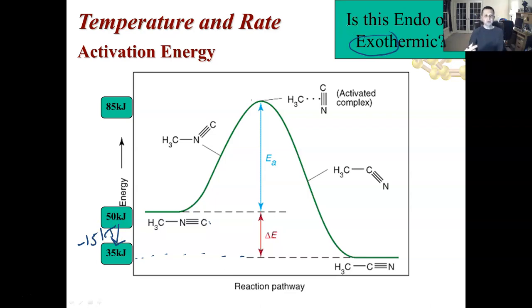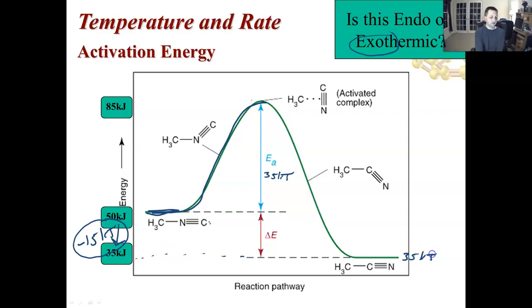Some other questions I can ask you here. What is the activation energy? If you have a curve like this, the activation energy is E sub A. It's from where you start up to the top of that hill. So it looks like that is 35 kilojoules. A couple other questions I could ask you. What's your delta E? That's your overall energy change. Already defined that. That is negative 15 kilojoules. I can ask you what the energy is of your product, and that is going to be 35.